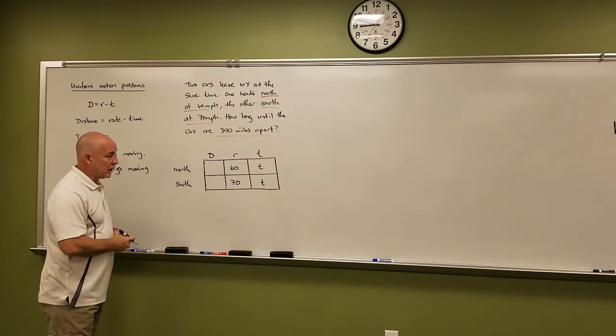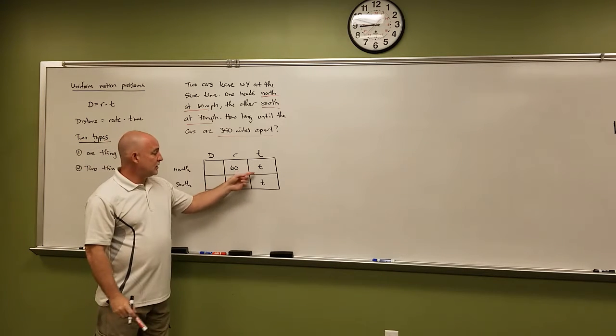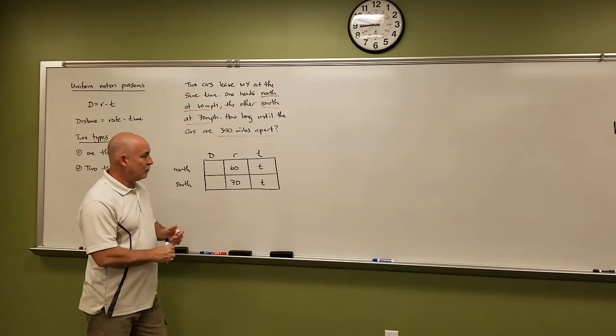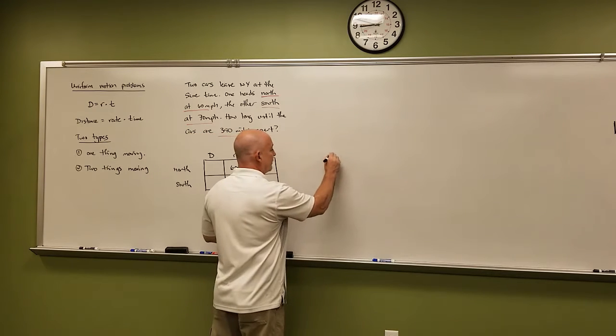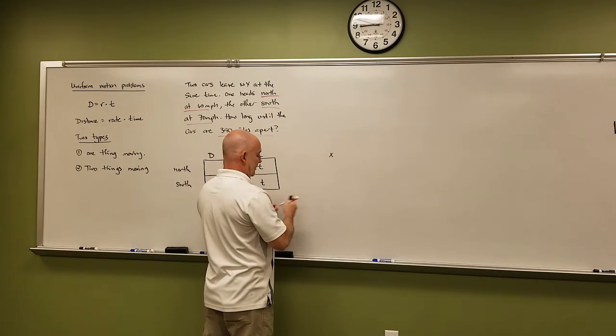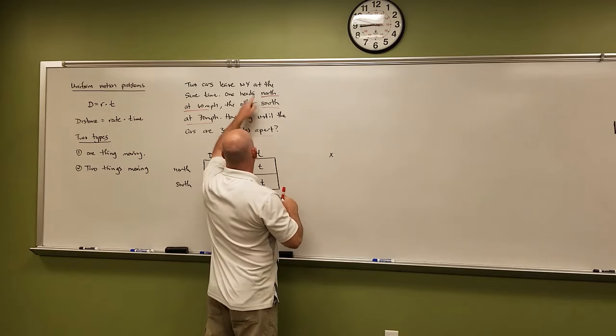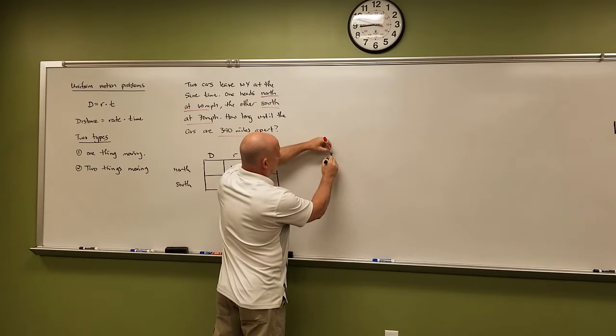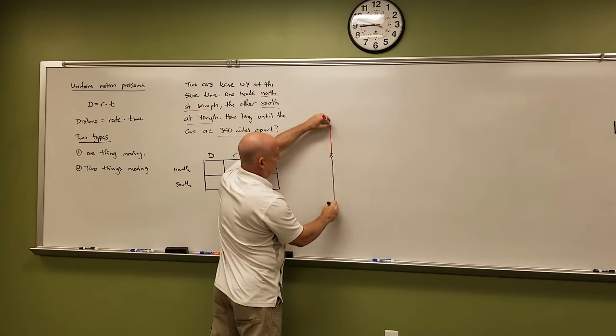I'm going to use T for time. Now I know they're both T because if you think about how this problem worked, they both start in New York at the same time, right? Because we said they start at the same time. And they start driving away from each other.